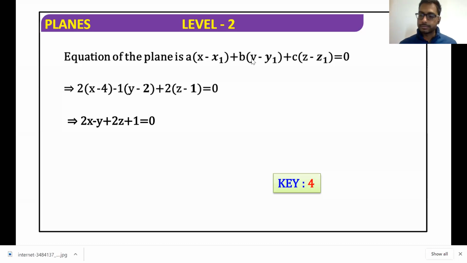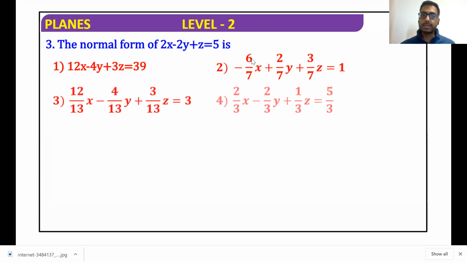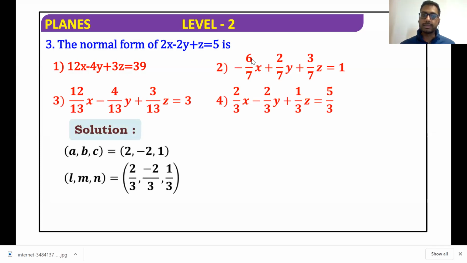Let's see the next question. Next question is the normal form of 2x minus 2y plus z is equal to 5 is? So this is your general equation of a plane, and from the general equation you want to write the equation of plane in normal form. So what is normal form? You'll have to write this in your lx plus my plus nz form.